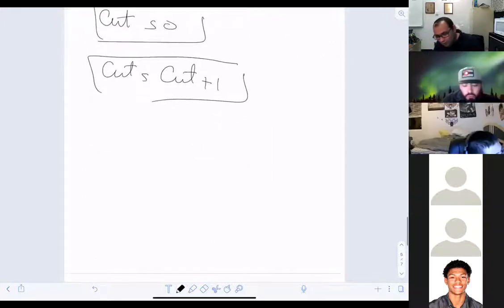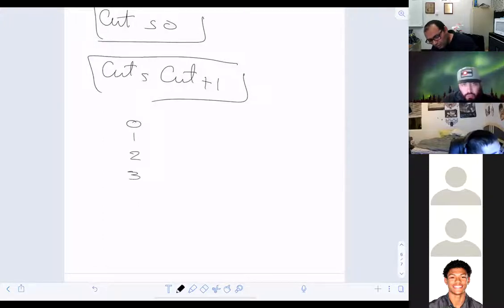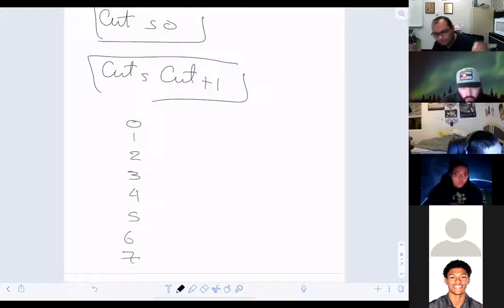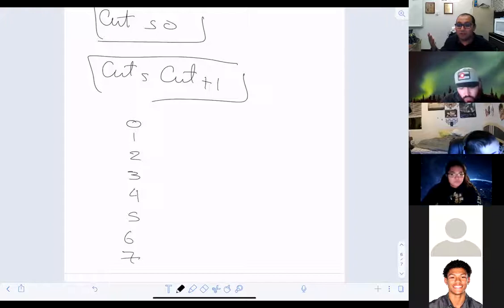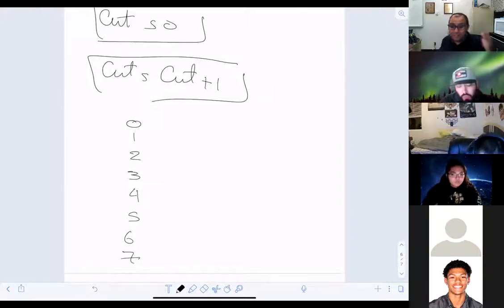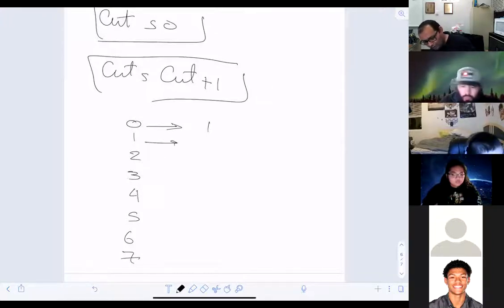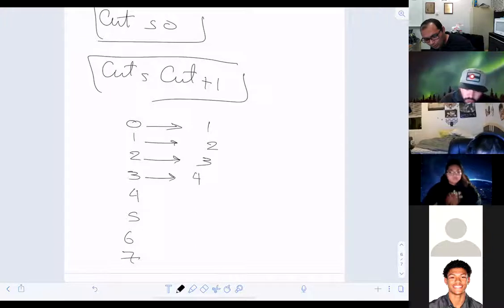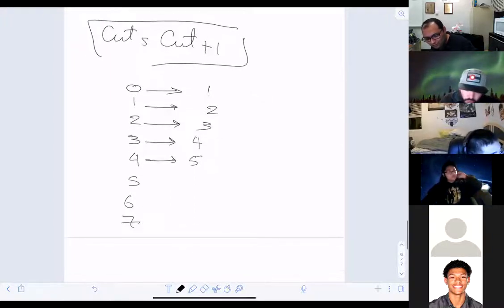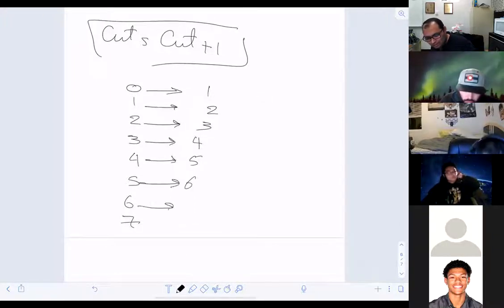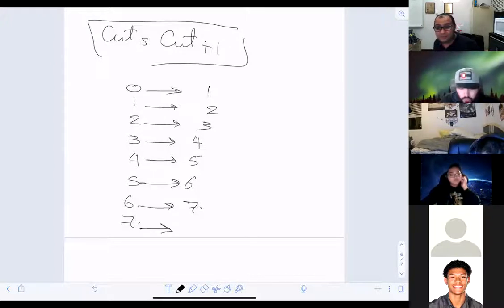So that means I have 0, 1, 2, 3, 4, 5, 6, 7, like this. Are those your inputs? So for every single output, look, 0, you're expecting 1. 1, you're expecting 2. 2, you're expecting 3. 3, you're expecting 4. 4, you're expecting 5. 5, you're expecting 6. 6, you're expecting 7. 7, you're expecting what? 0.